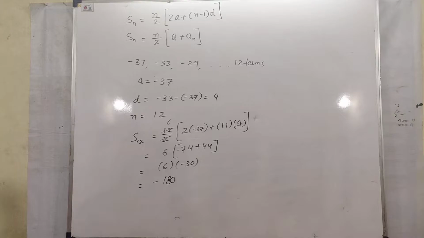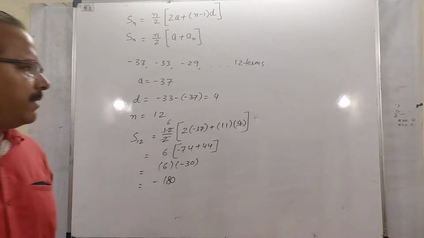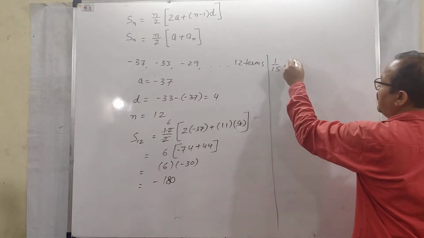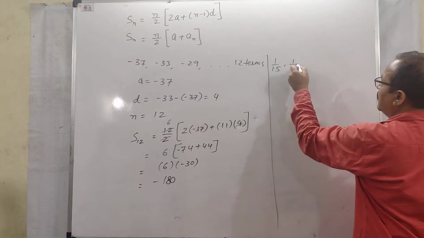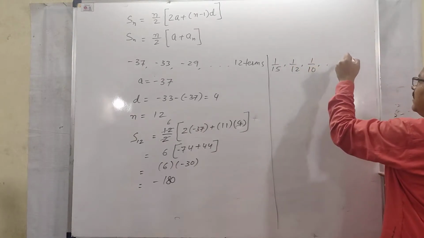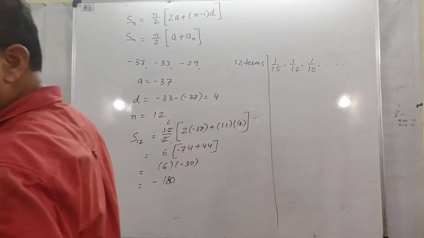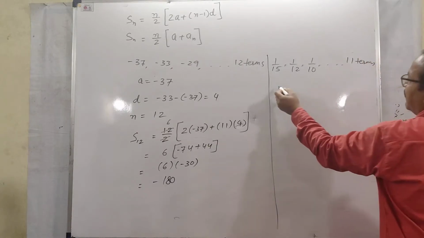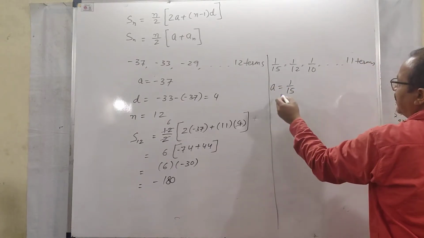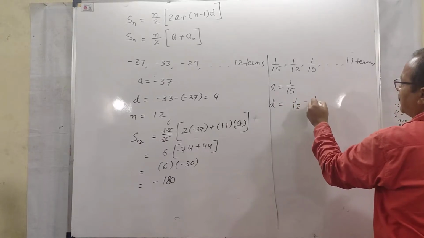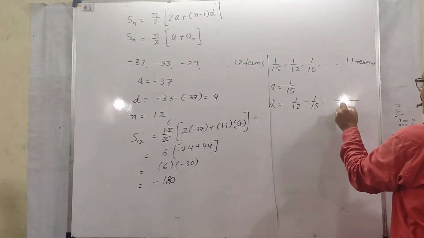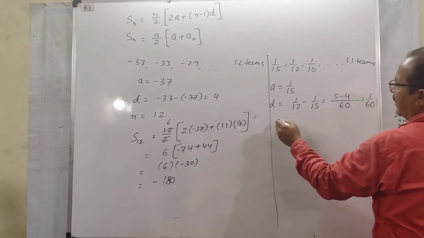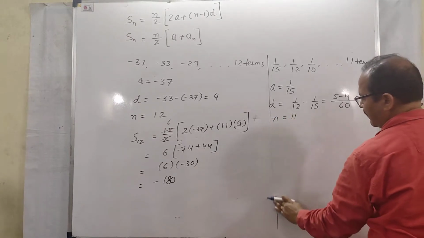So I am now solving the fourth part. 1 upon 15, 1 upon 12, 1 upon 10. Up to how many terms? Up to 11 terms. So the value of a is 1 upon 15. The value of d will be 1 upon 12 minus 1 upon 15. The LCM of 12 and 15 is 60, so it will be 1 upon 60. Now n is 11. So use the formula.